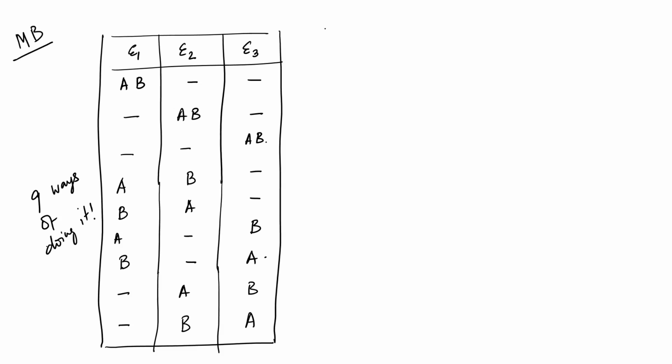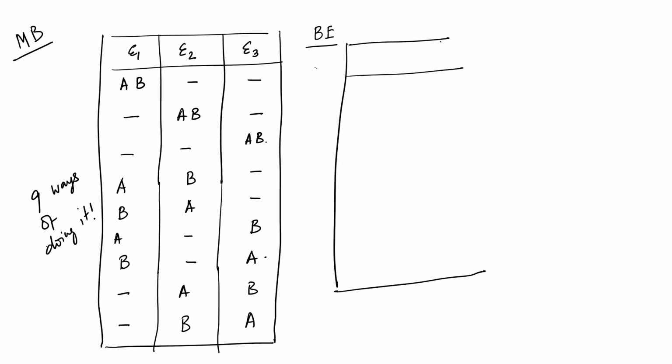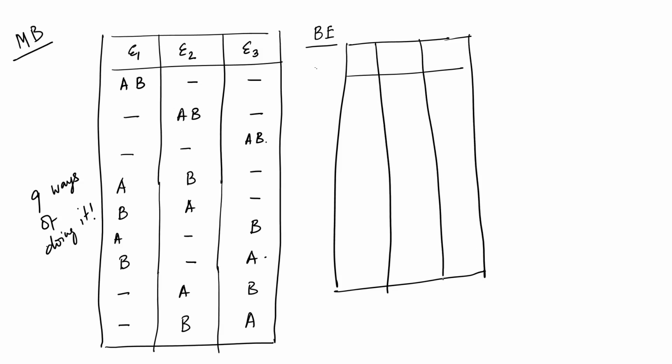And let me do it here for the B, and we again make this table. So, there are epsilon 1, epsilon 2 and epsilon 3.